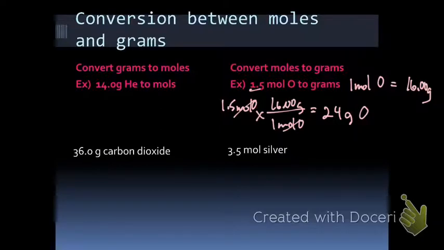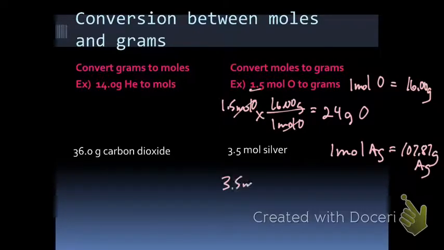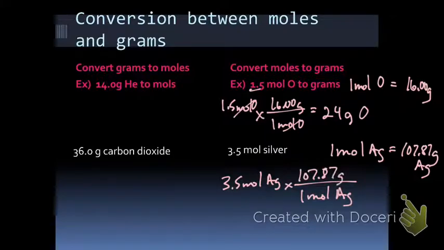3.5 moles of silver. We're going to convert that to grams. Use the same thing. 1 mole of silver equals, and you look at it, it's 107.87 grams of silver. This is according to the periodic table. 3.5 moles of silver times, so we know 1 mole of silver is 107.87 grams of silver. So moles cancel out. 3.5 times 107.87. This equals 380 grams of silver. 2 sig figs.